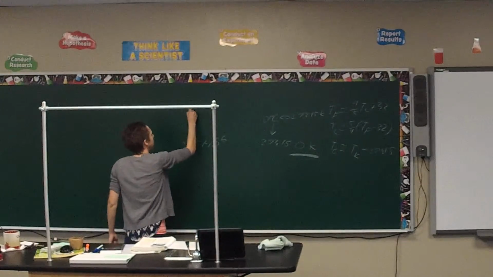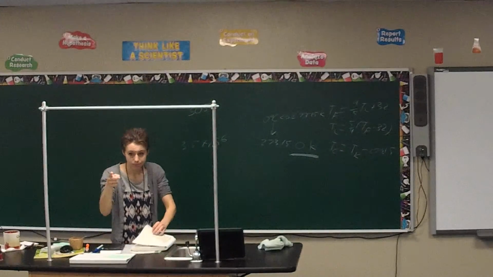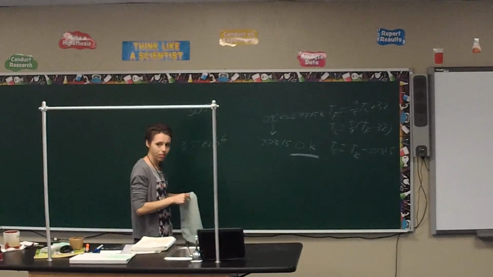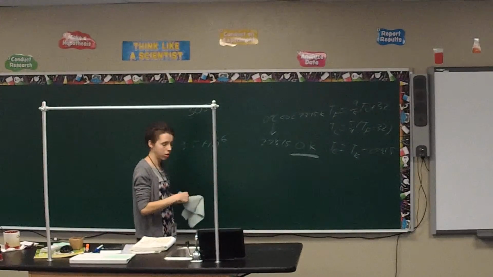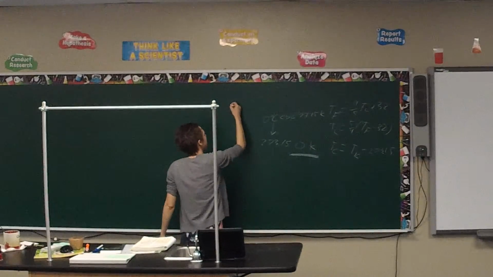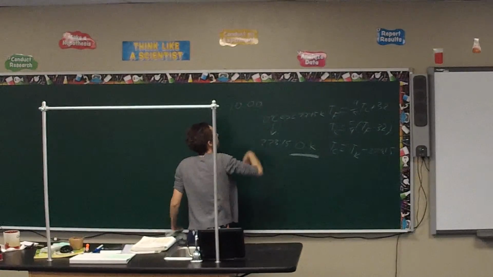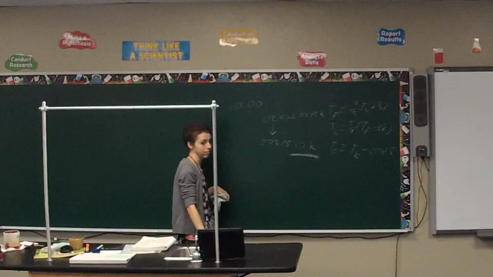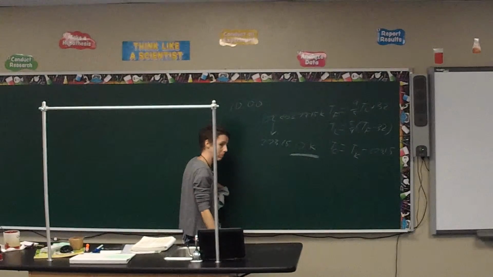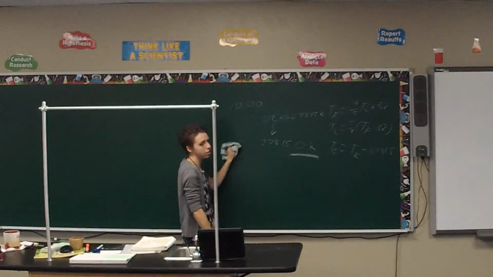So if I were to have 305, how many sig figs? 3. How do you know? Because there are 3 numbers there and there's a 0 between the 3 and the 5. Good job. Alright, what if I have this? How many sig figs? 4. How do you know? Because of the decimal after it, to the right of the non-zero digit.